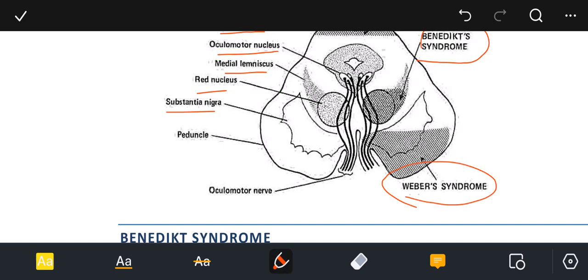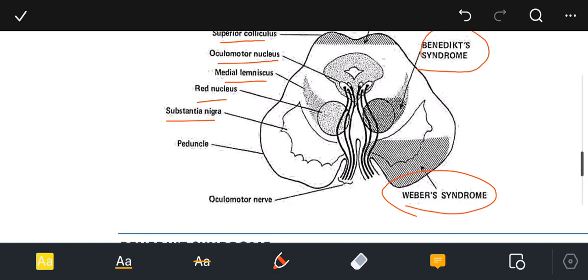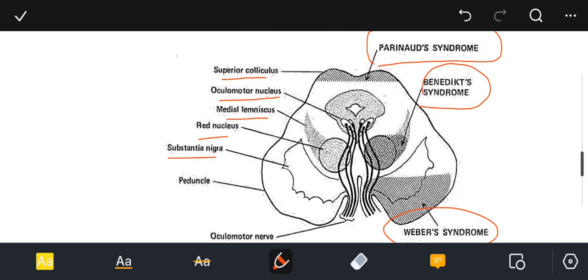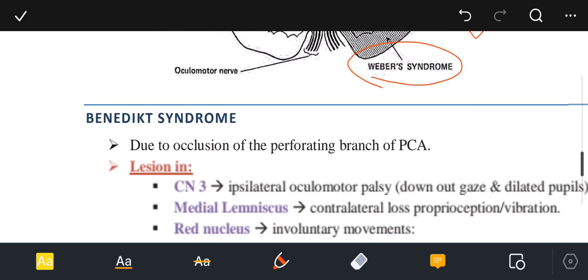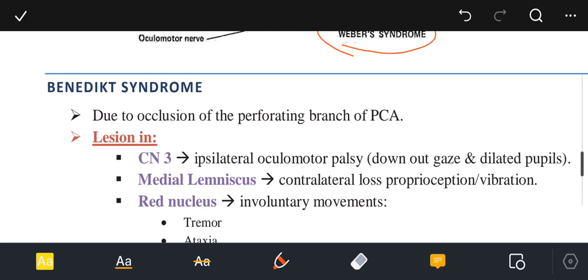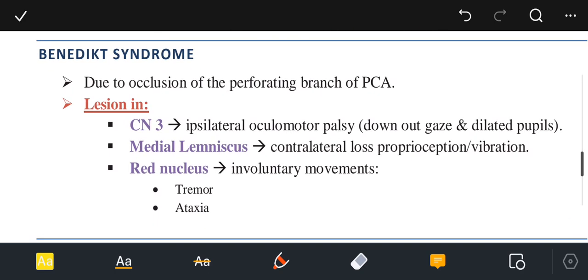We'll talk about the details of them later on, but for right now just remember that damage to the superior colliculus will lead to Parinaud syndrome, red nucleus damage will lead to Benedict syndrome, and damage to the substantia nigra and cerebral peduncle will lead to Weber syndrome. What is Benedict syndrome? It is due to occlusion of the perforating branch of the posterior cerebral artery. So if the perforating branches of the posterior cerebral artery, which are responsible for supplying the midbrain, are damaged, there will be Benedict syndrome.